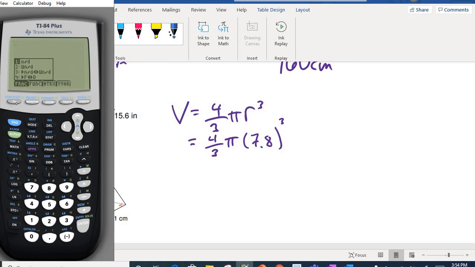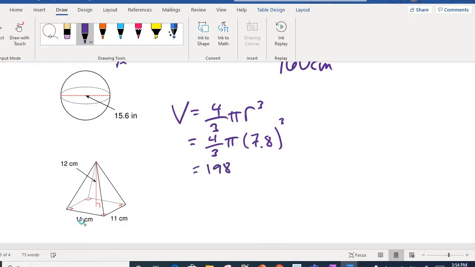So let's do it as Alpha Y equals, we'll do 4/3, we're going to plug the pi in, and then we have 7.8 caret 3, and I should probably delete that box so I don't get an error, and we're looking at about 1987.8. And that would be cubic inches.